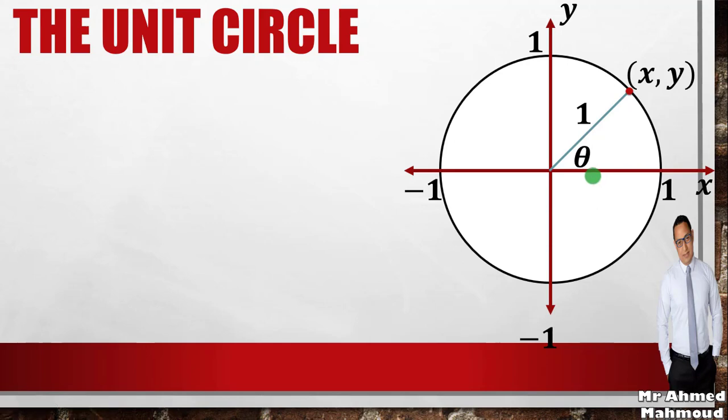Now I'm going to draw a right angled triangle to identify sine, cosine, and tan of this angle, because as we studied, sine, cosine, and tan depend on a right angled triangle.